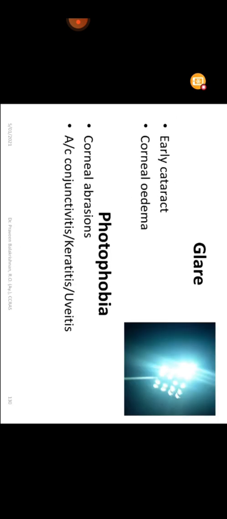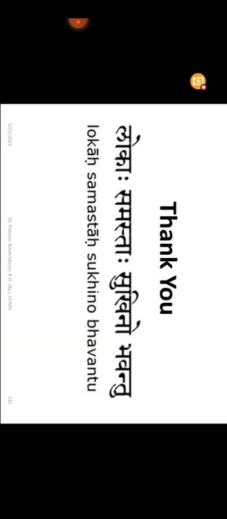Okay. Now the last one is the glare and photophobia. Glare is seen in the early cataract and corneal edema, and photophobia in corneal abrasions and acute conjunctivitis. Okay. So with this, I humbly would like to end my presentation on the basic examination skills and the parts which you should examine, what all presentations you could see in your patient, so that the investigations that you can use and the reports how you need to interpret, so that you can use in a normal clinical practice.